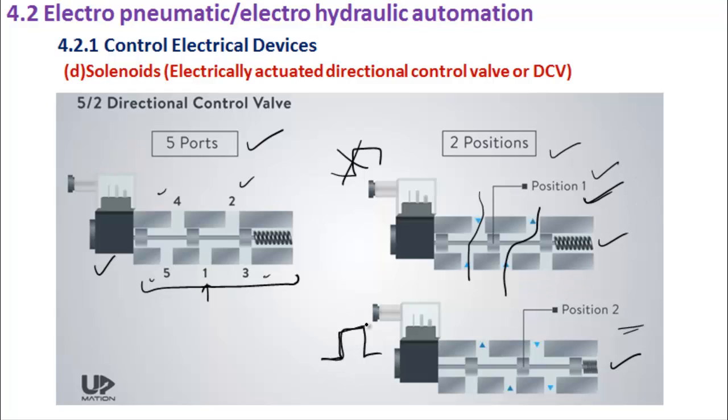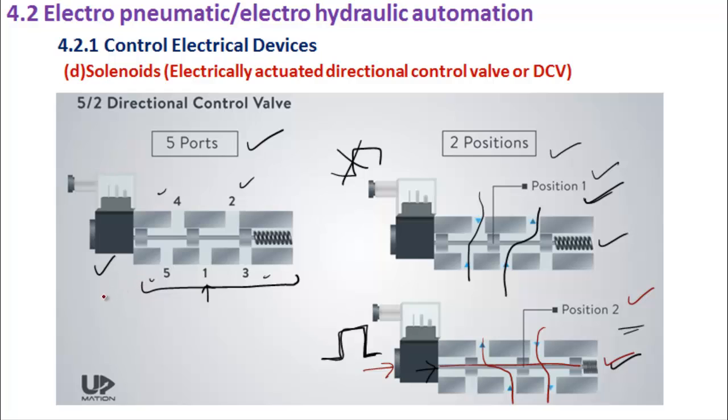And the second position, when you give an electrical pulse to the solenoid, the spool basically moves in this direction. So this whole thing gets moved and the spring is compressed, and now the pressurized fluid is flowing in this direction, whereas the return path is this. So this is the second position.